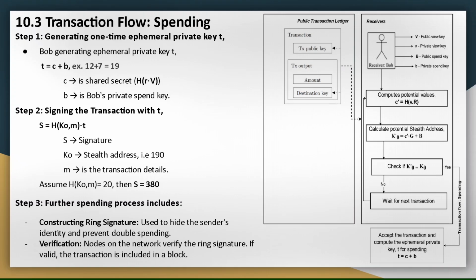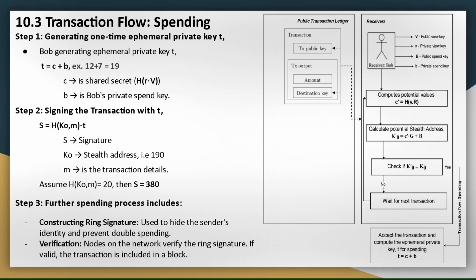Now he will generate our one-time private key, and then again he will sign the transaction with that T. He will hash the transaction. He has K0, the stealth address, with him, and the message will be the transaction details, and K0 stealth address, that is 90, and small t is 90. Let us say the hash of K0, m into T is 20, and then capital S will be 380. Now he signed the transaction, he proves his ownership: okay, this transaction is mine, I am able to sign the transaction.